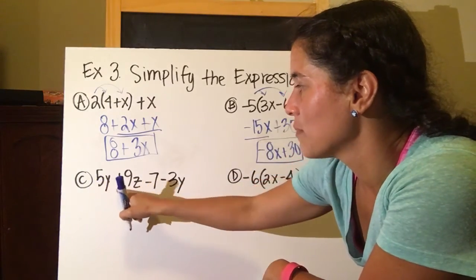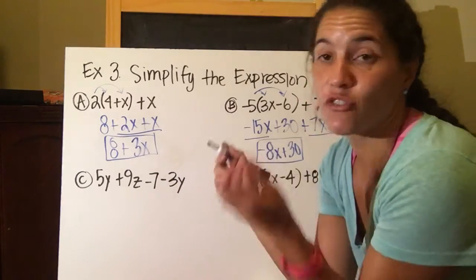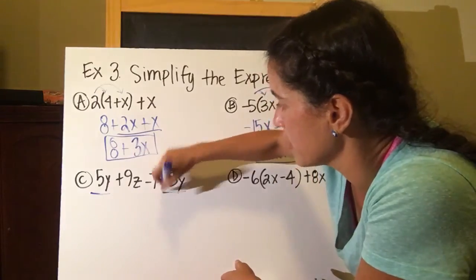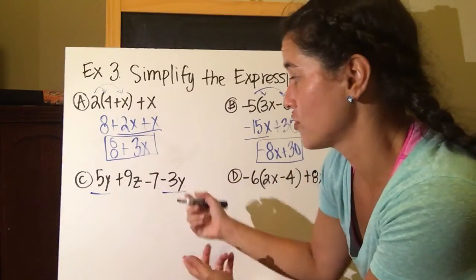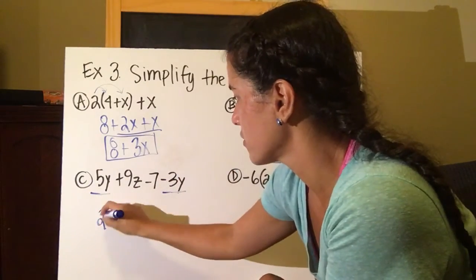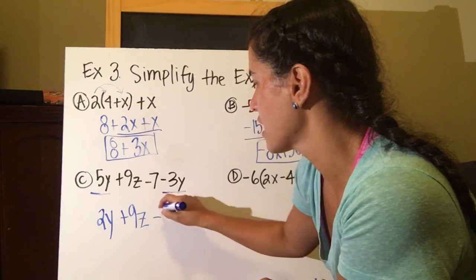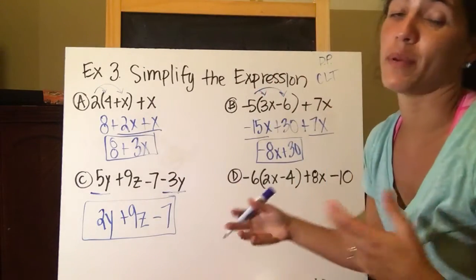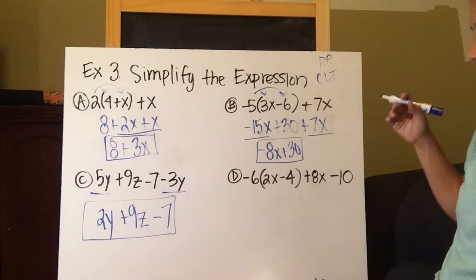C, 5y plus 9z minus 7 minus 3y. I do not have any distributive property, so I'm going to go to my like terms, and I have like terms here. I do not have any more z's, and I do not have any more constants. So 5y minus 3y is going to leave me with 2y, and then I just bring everything else down. You don't just drop it, you just bring it down. I cannot combine those because I don't have any other like terms.